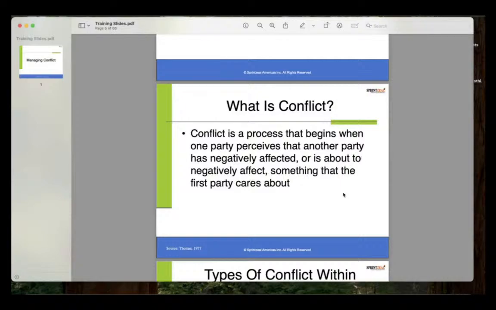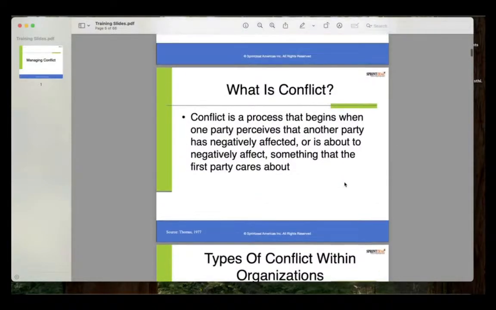So that is what we basically mean by conflict. The sources of this information will also be shared with you. This is taken from the Thomas source. If you want, maybe you can go through it also. It is more elaborated in that, but definitely we are going to understand all of this here as well.